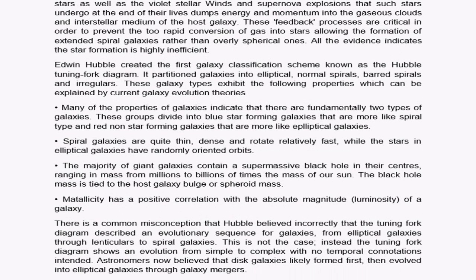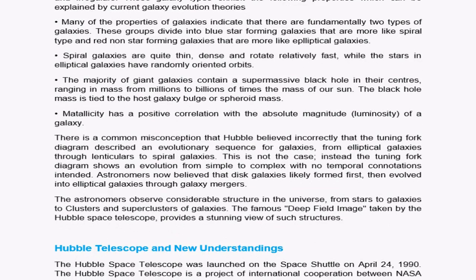There is a common conception that Hubble believed, incorrectly, that the tuning fork diagram described an evolutionary sequence of galaxies from elliptical galaxies through lenticulars to spiral galaxies. This is not the case. Instead, the tuning fork diagram shows an evolution from simple to complex with no temporal connotations intended. Astronomers now believe that spiral galaxies likely formed first, then evolved into elliptical galaxies through galaxy mergers.